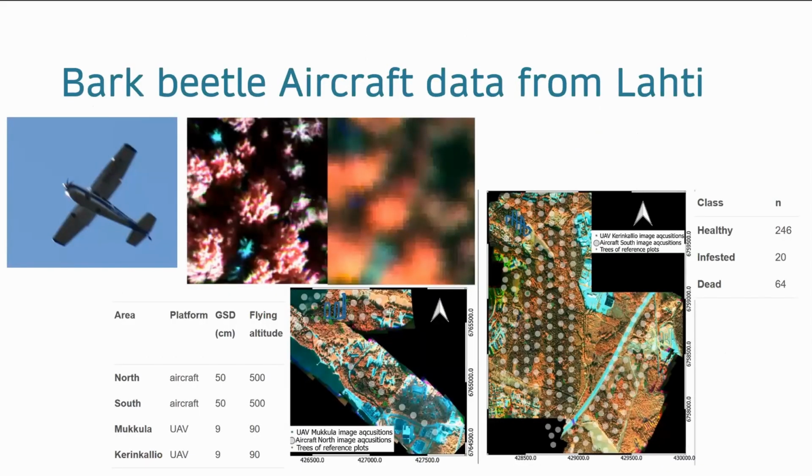And then we have also the aircraft data from there. So here you can see the spectral difference. This is the 50 centimeter spatial resolution, and then here is the 9 centimeters. So here we can see much better even the branches, but also in this 50 centimeter data you can see the separate trees here.